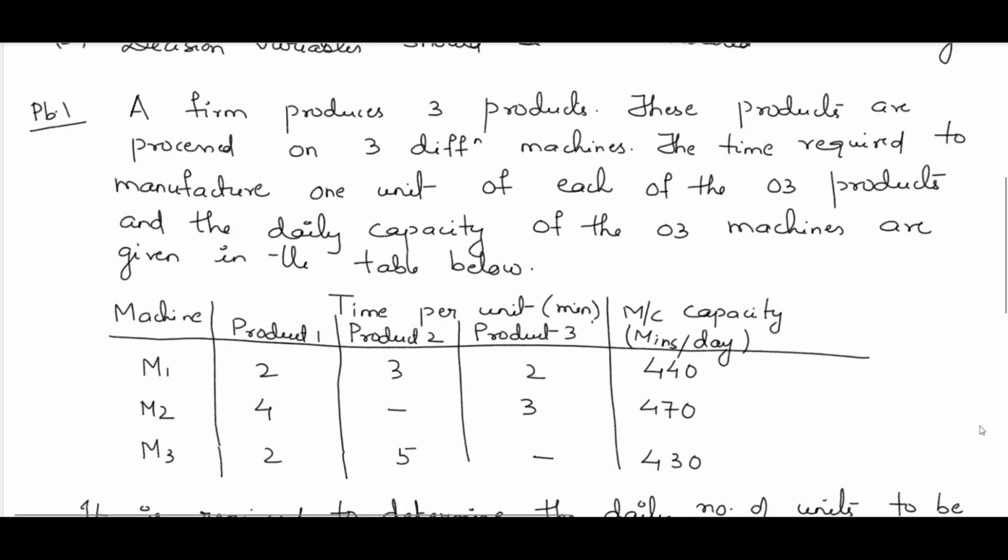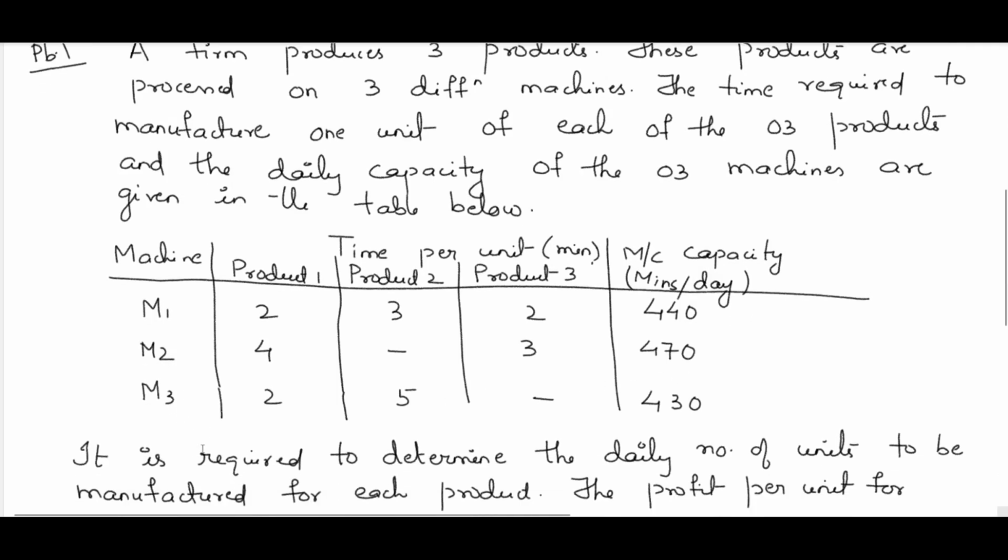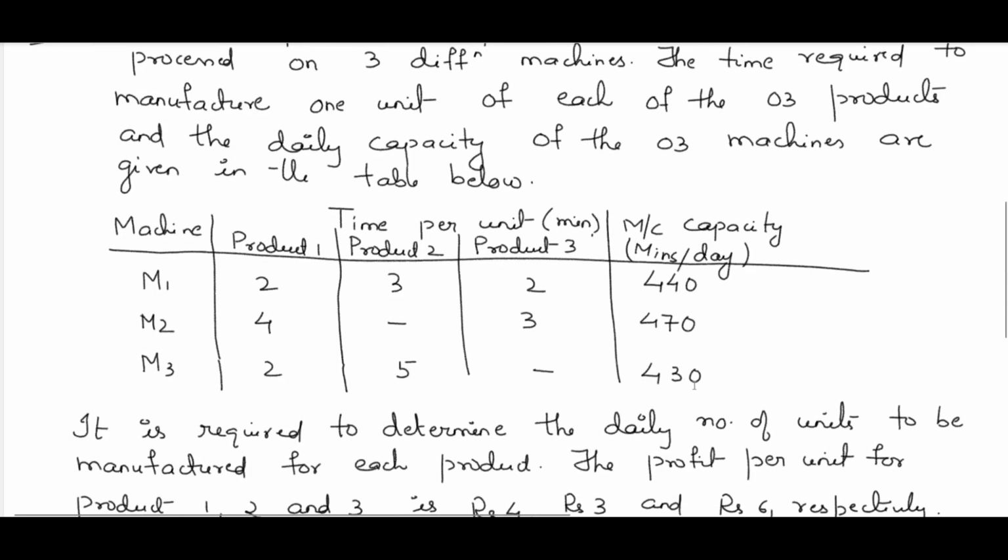And what is the machine capacity? What is the capacity of machine 1? Machine 1 can work a maximum of 440 minutes per day, including all of product 1, product 2 and product 3. And machine 2 can work for 470 minutes per day. Similarly, machine 3 can work for 430 minutes per day.